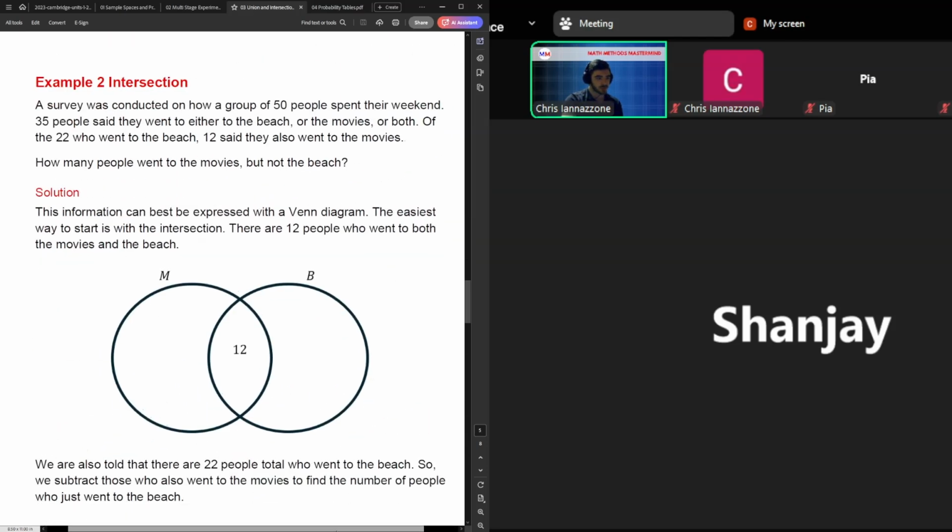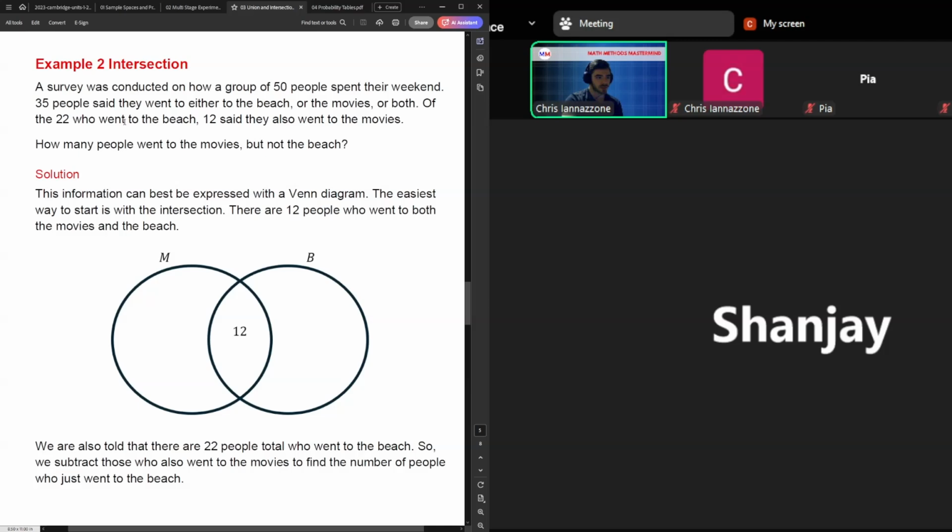A typical example of an intersection question might be something like this. I know this is definitely done in year 9, year 10, where we have a survey conducted of a certain number of people and they'll have certain attributes that they're comparing. In this case, I've done weekend activities. It could be music and games. It could be recreation. It could be whatever they want to compare. The fastest way to solve these kinds of things is through a Venn diagram.